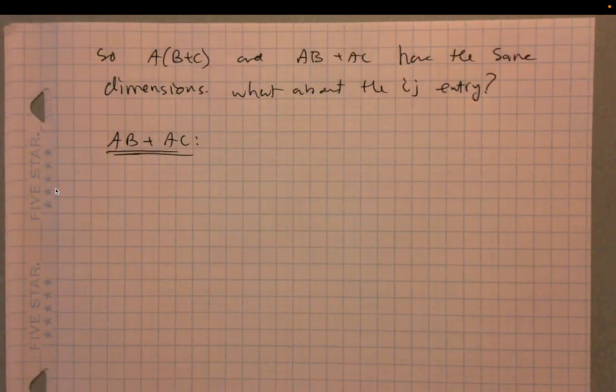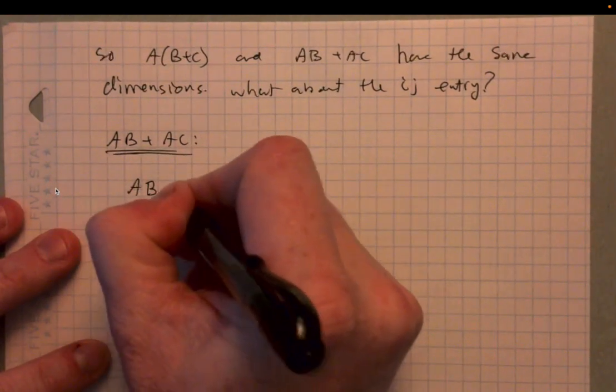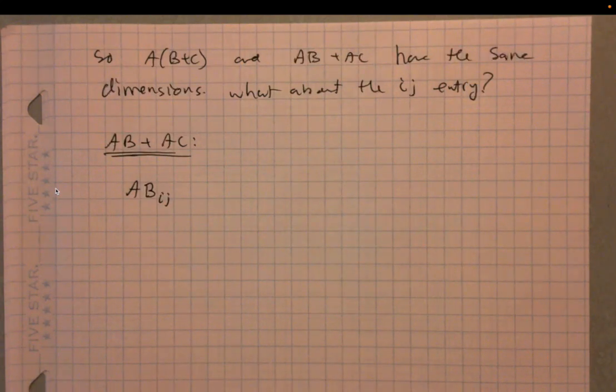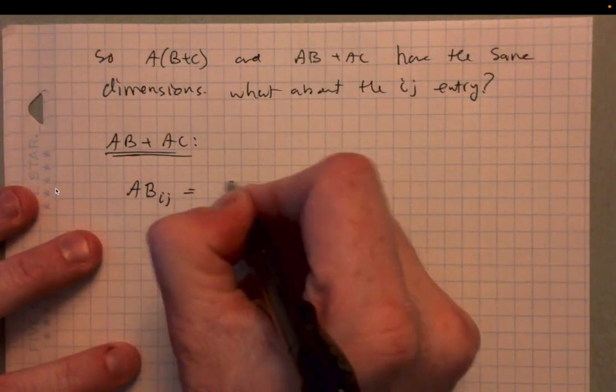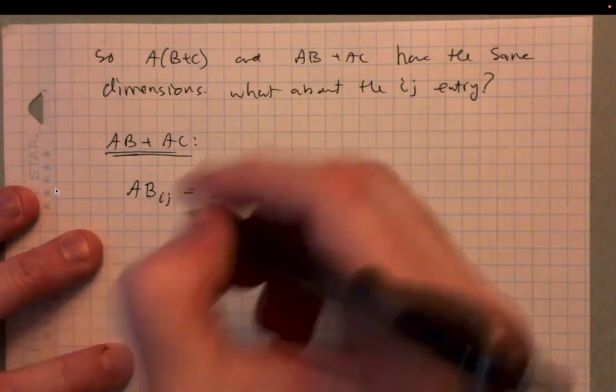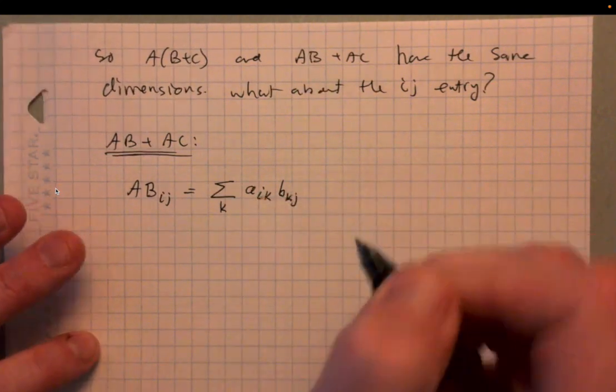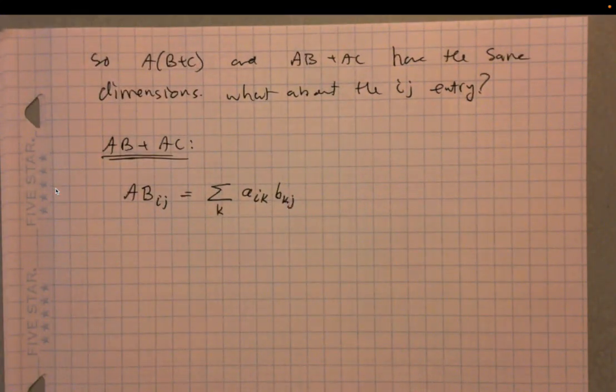So let's write out what the IJ entry of AB looks like. So A times B, the IJ entry. Well, this is the matrix product, right? So I'm basically going to take the ith row of A, and I'm going to dot it with the jth column of B, right? And we talked about a nice way to represent that is like this: sum over K of A, I, K times B, K, J. That's the IJ entry of AB. It's the dot product of the ith row of A and the jth column of B.